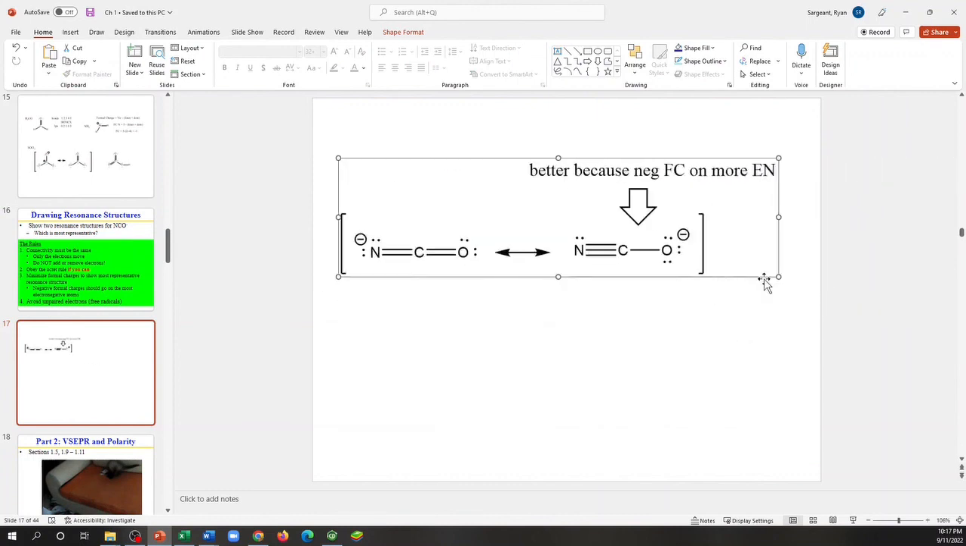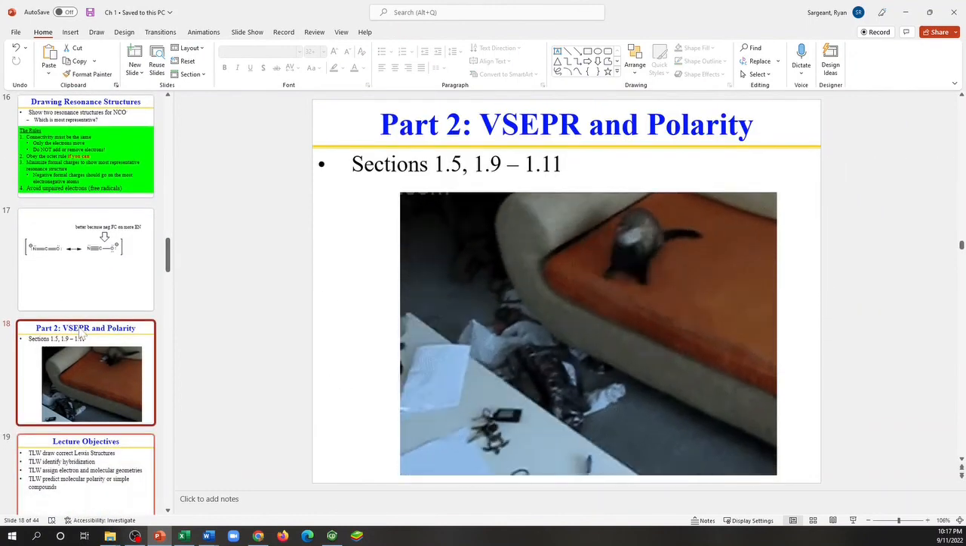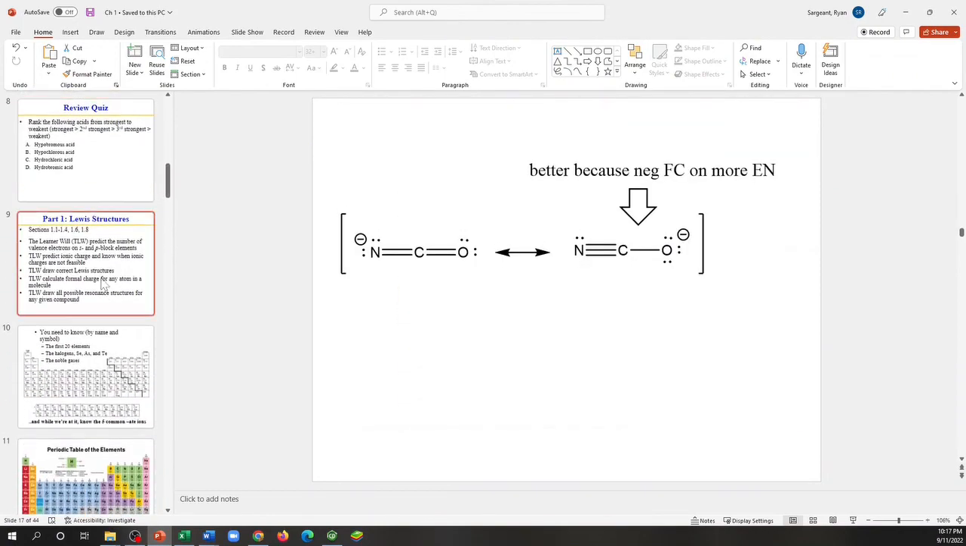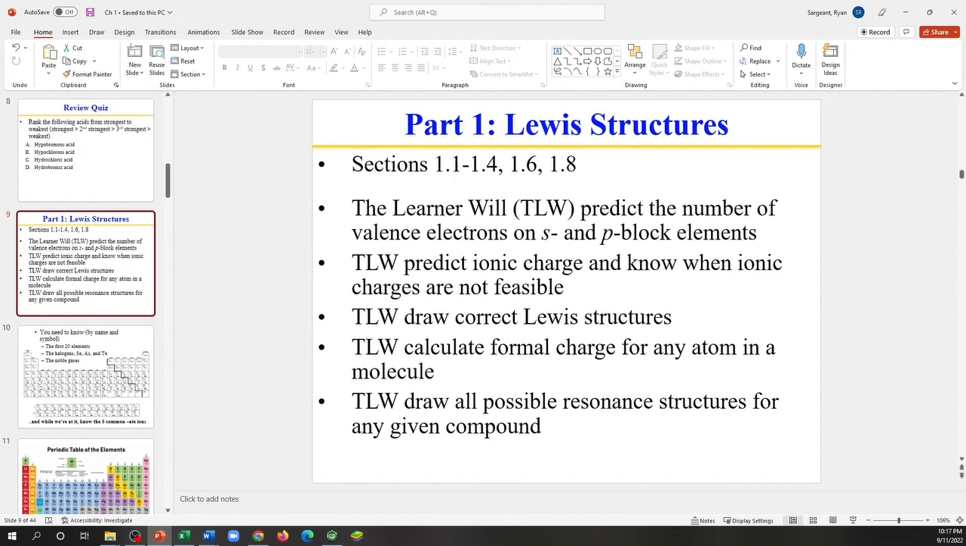All right, that's as much as I was planning on covering today. Tomorrow we're going to talk about this. So let's go back and review the learning objectives right here. The learner will predict the number of valence electrons on S and P block elements. That was based on counting over the columns on the periodic table.